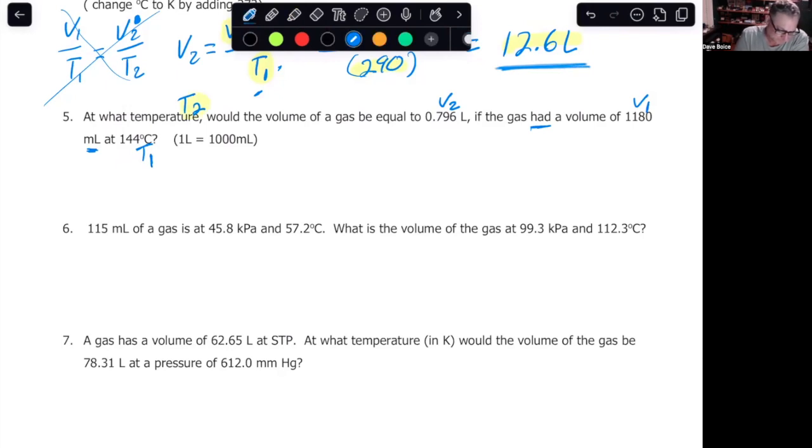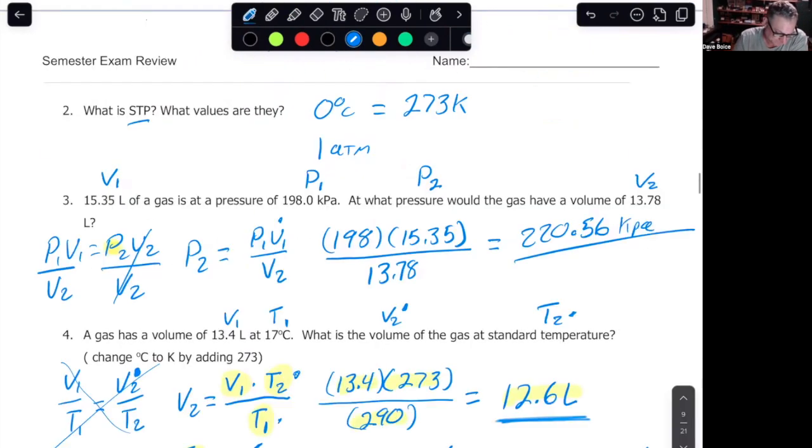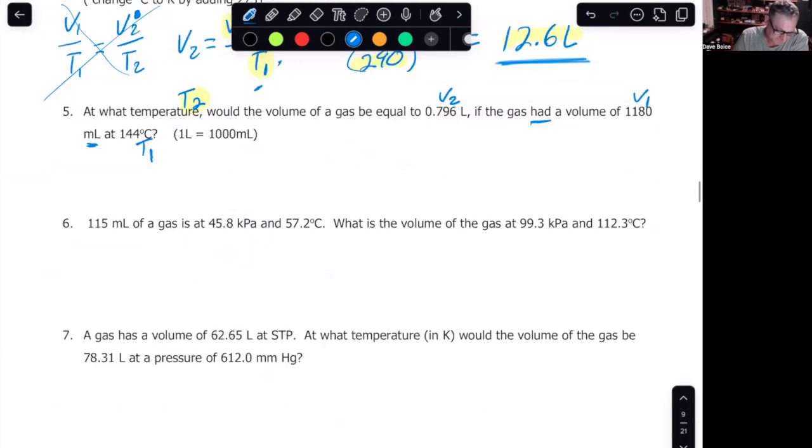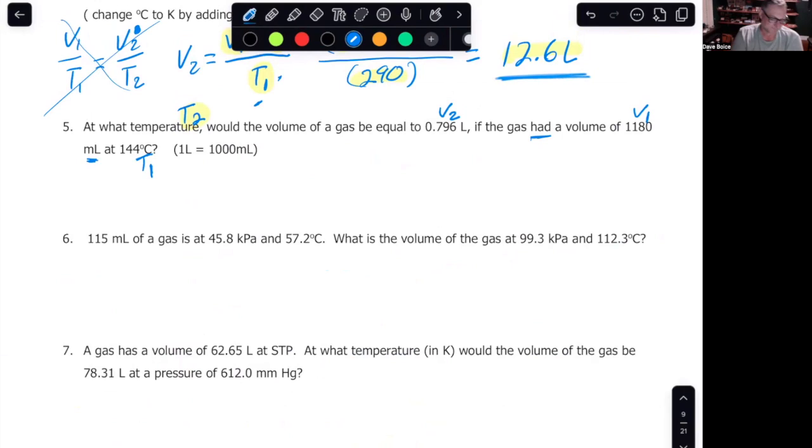Okay, so let's rewrite this. Remember, volume and temperature. Here we go, Charles' law. V1 over T1 equals V2 over T2.